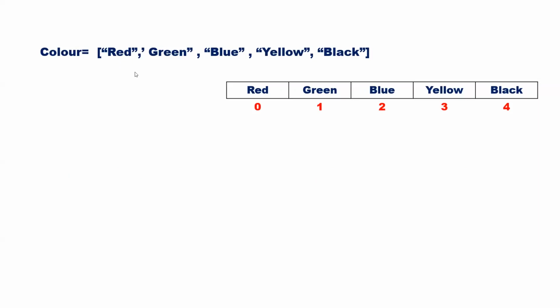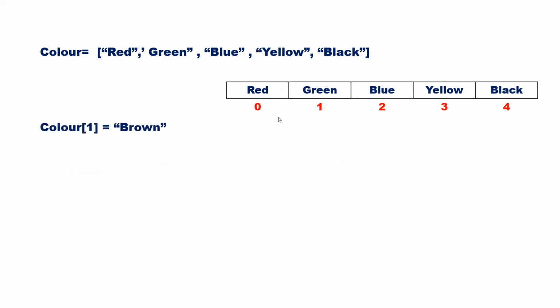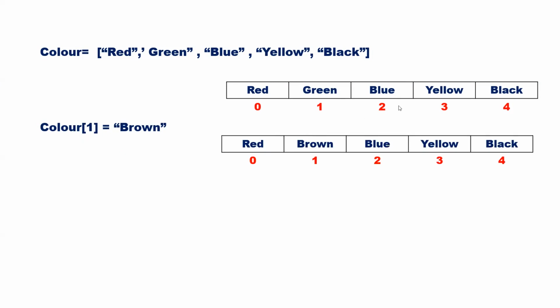Let us consider this list. The value at position 1 is green. So when we print color of 1, we will get the value green. Now I'm going to change the value at 1 to brown. Color of 1 equal to brown means assign the value brown at position 1. When we execute the statement, the value green will be replaced with the value brown.